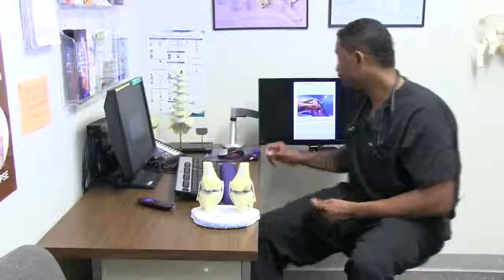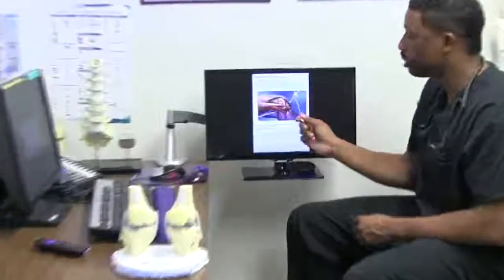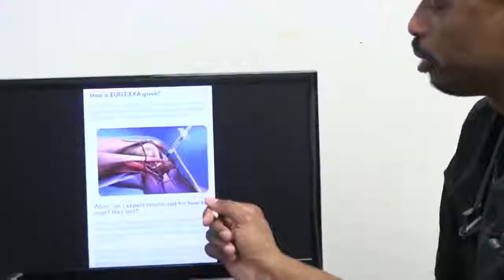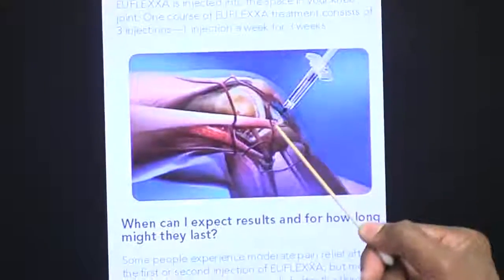A second type of medication that we can inject is something that's basically a replacement for the fluid that's present in the knee. And frequently, the easiest way to describe that is something called a synovial fluid. So if you take a look at this picture here, you can see a representation of that fluid being administered. Notice again, it's a small needle. You can barely see it.